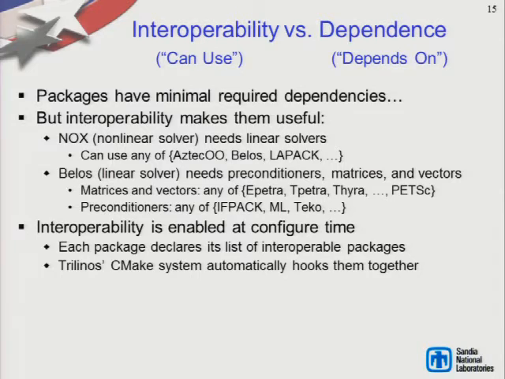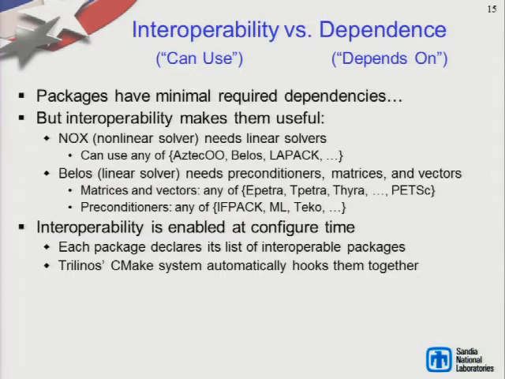In terms of interoperability, we strive for "can use" rather than "depends on," to minimize the amount of Trilinos you have to use if you really just want one piece, but allow packages to use other things where it makes sense. For instance, our nonlinear solver, NOX, needs to solve linear systems. If you think about Newton's method, you have to solve a linear system at each step. So we can use any of our linear solvers, Aztec or Belos, or we can use LAPACK. If our problem happens to be dense, LAPACK's the right way to do that.